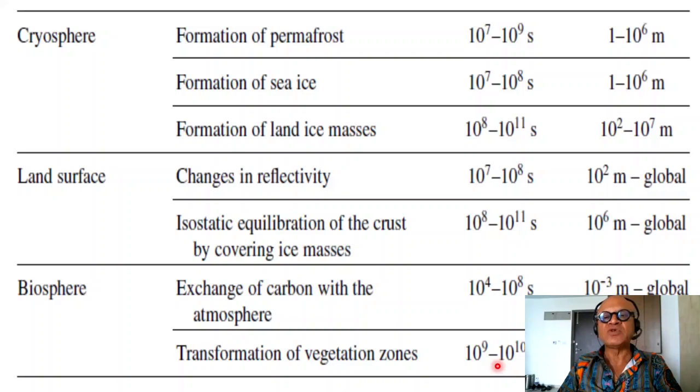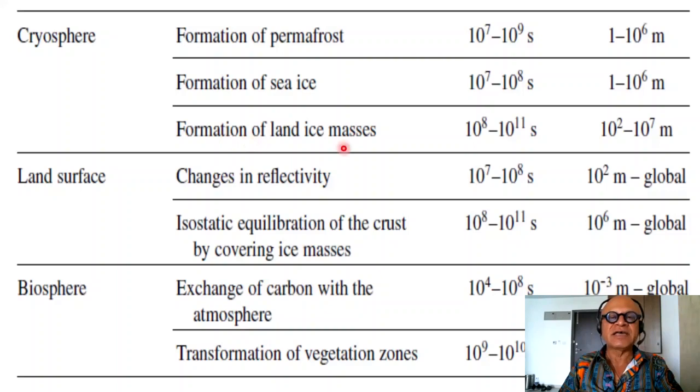Cryosphere: formation of permafrost, 10 to the 7 to 10 to the 9 seconds, 1 to 10 to the 6 meters, so it can be very small, meter scale, to large regional scales. Formation of sea ice, similar.